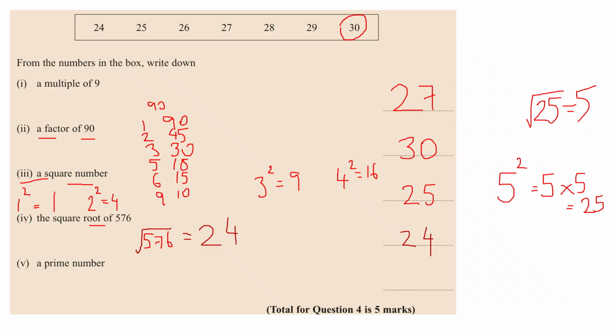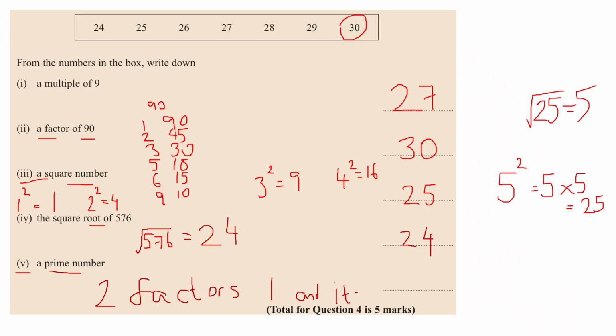Finally part V, a prime number. A prime number is a number that has explicitly two distinct factors, one and itself. Just to be clear guys, yeah, itself does not mean one. So two factors, one and itself. One is not a prime number, again, just to be clear.